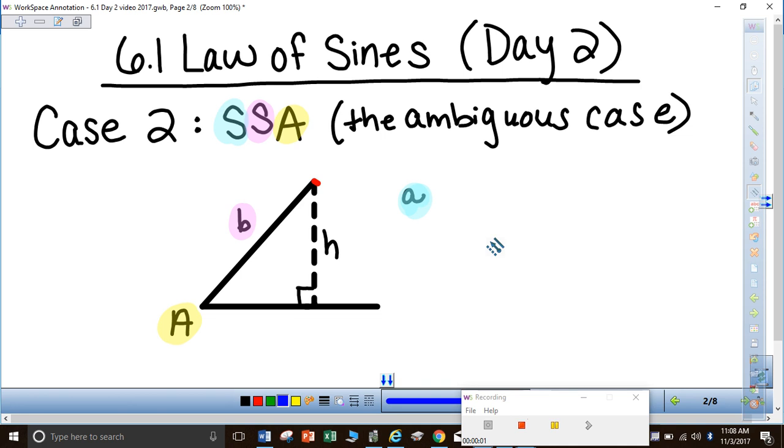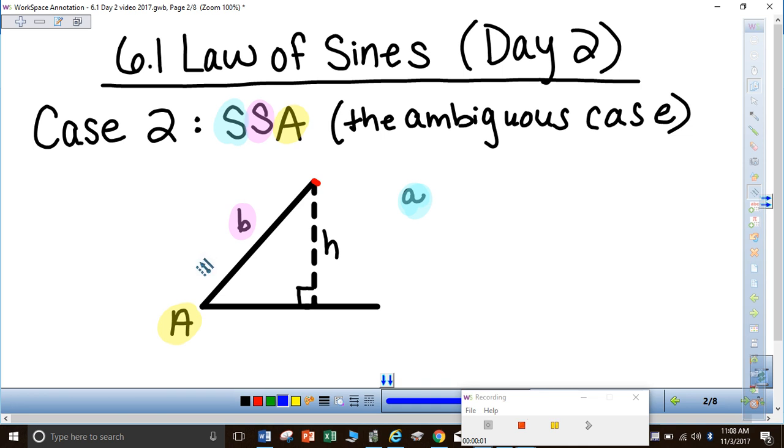Today our focus is going to be case 2. If you remember in our day 1 lesson, we had 4 cases for solving oblique triangles. We did case 1 on the first day. Case 2 is the side-side angle case where we're going to be given one side, we're given another side, and then we're given the angle coming after it. And we actually call this the ambiguous case. When we start to go through the different situations here that are possible, you'll see why it gets that name.